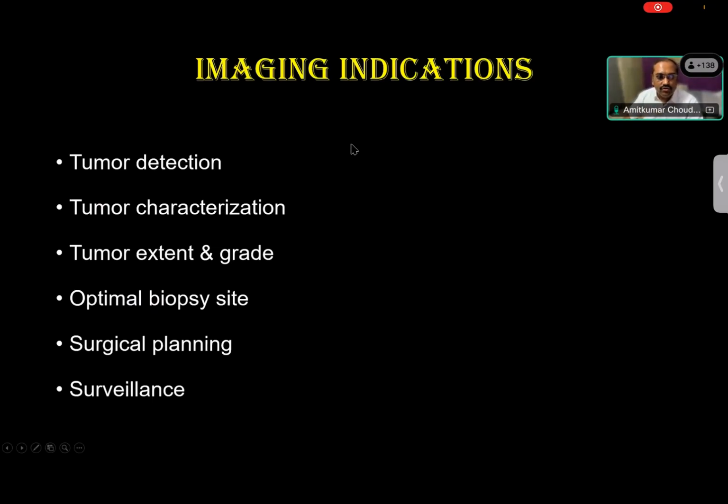As far as imaging indications go, we use MRI for tumor detection, tumor characterization at times, looking at extent and grade of the tumor, then targeting the optimal biopsy site, or at least giving the surgeon an indication or direction as to where the optimal site of biopsy would be. Thereafter, for surgical planning, followed by surveillance, that is, post-treatment follow-up.